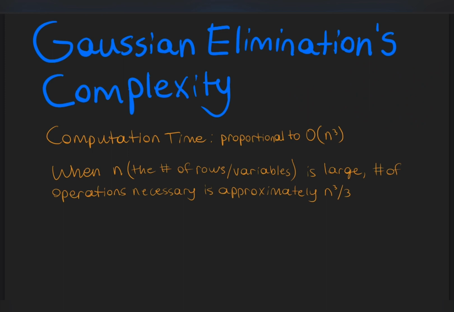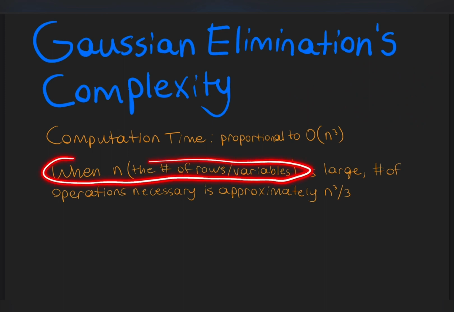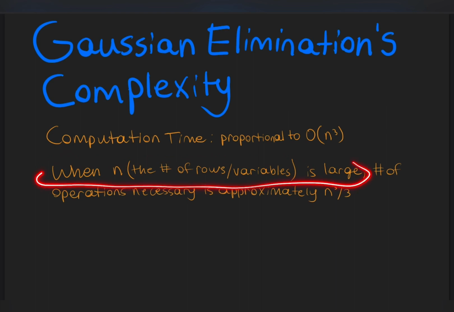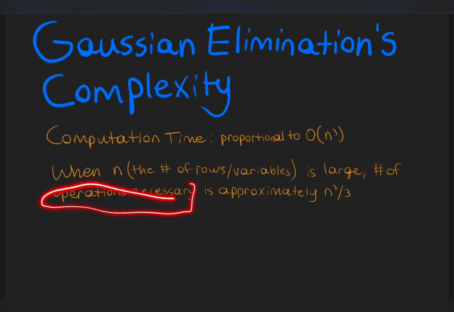Okay, so when n is very large, like for example a million, the number of operations necessary to perform the Gaussian elimination is approximately n cubed divided by 3. Based on the system of equations, that number will change, but it's a pretty good indicator of how many operations your computer will have to perform when you are programming it to perform Gaussian elimination.